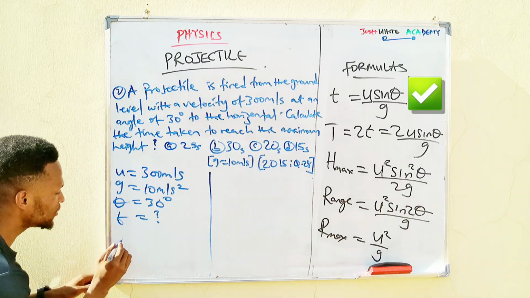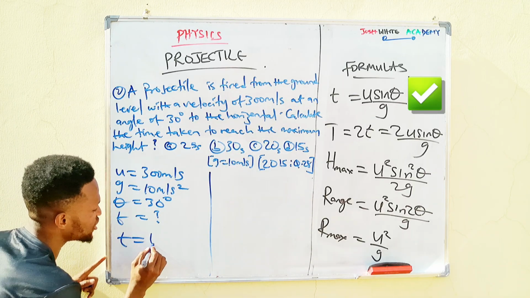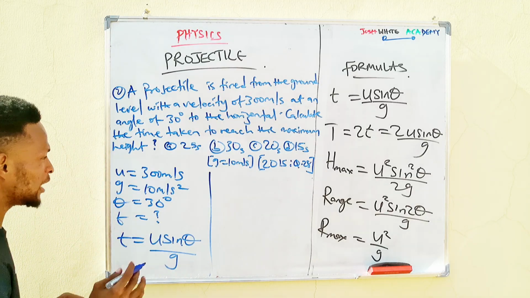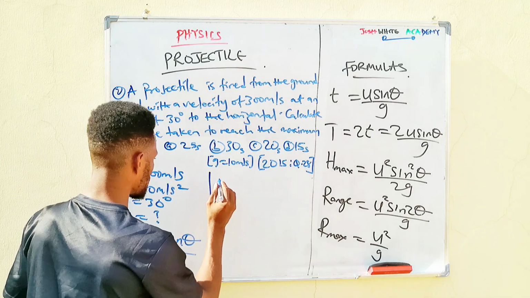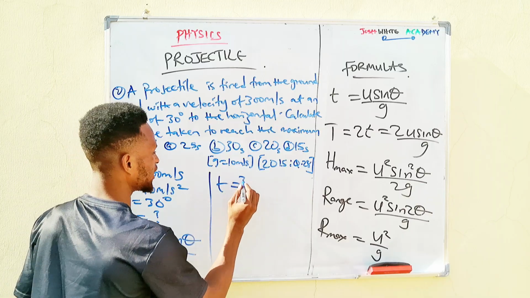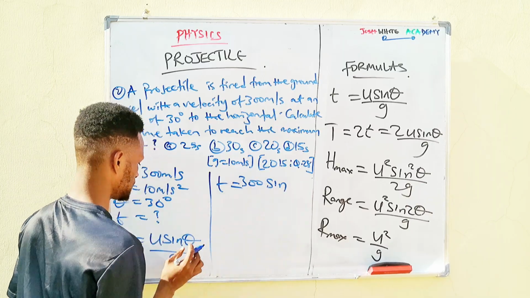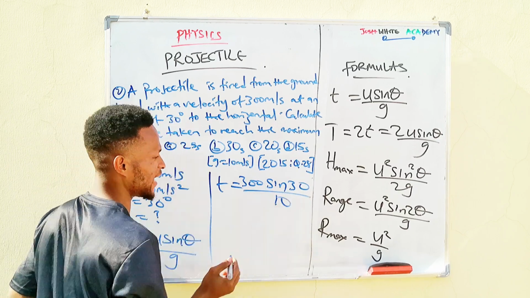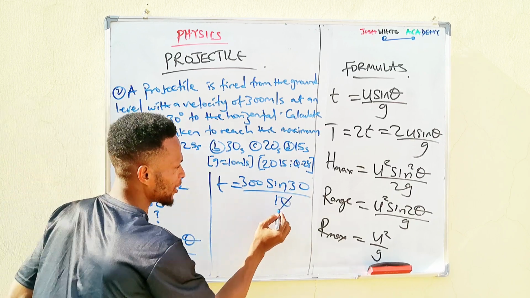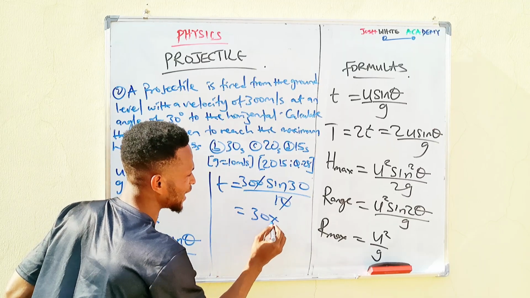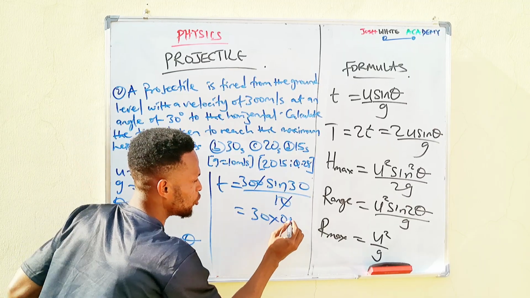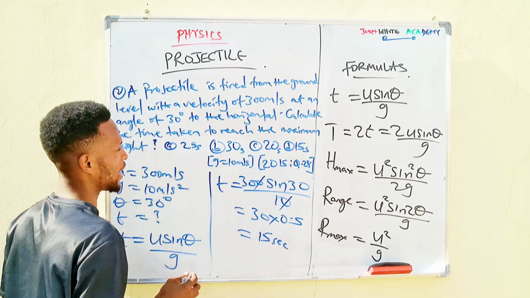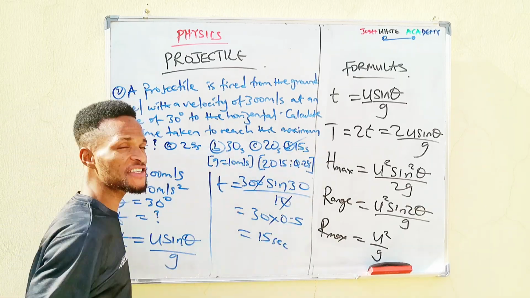And small t, the time to reach the maximum height, is u sine theta divided by g. So let's put our data into our equation. U is 300, sine theta is sine 30, divided by 10, which is our gravity. So 0 cancels 0. 30 times sine 30, which is 0.5, is equal to 15 seconds. So our answer is 15 seconds.